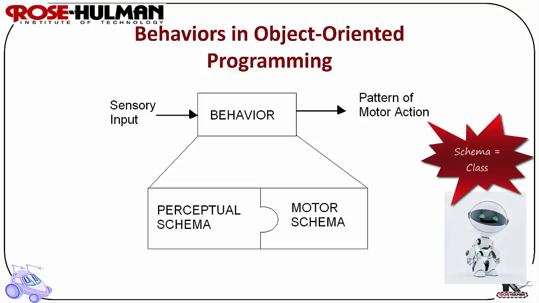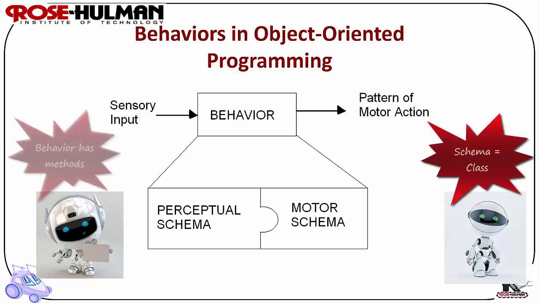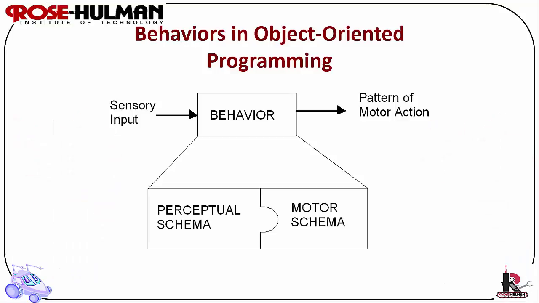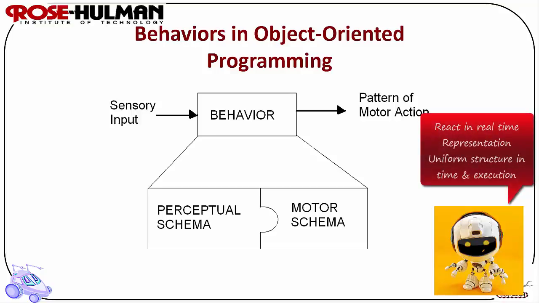A behavior in a schema that consists of a perceptual schema and a motor schema would have methods for that behavior class. So behaviors are typically executed in parallel or concurrently. Networks of behaviors are used to store state and construct world models or representations. Behaviors are designed to operate on compatible timescales. Behavior-based control has the following key properties: the ability to react in real time, the ability to use representation to generate efficient behavior, and the ability to use uniform structure and representation throughout the system.